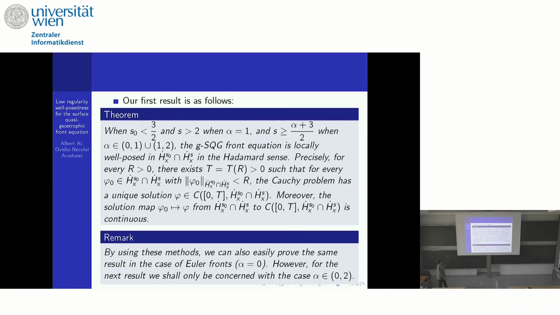Let me also remark that by using these methods, we can also easily prove that the same result is true in the case when alpha is equal to 0, for what we would call Euler fronts. However, for the purpose of the next result, we'll only be concerned with the non-zero case. So let me also highlight the fact that when alpha is not equal to 1, we were also able to achieve the endpoint result, namely s equals alpha plus 3 over 2.